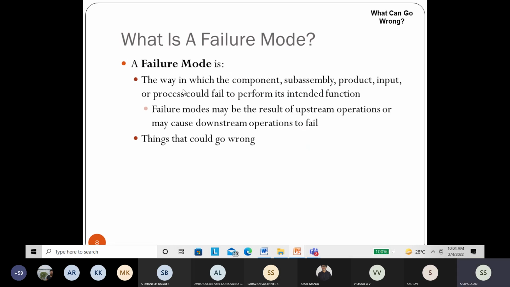So what is a failure mode? A way in which a component, product, assembly, input, process fails to perform its intended function. So that's what I'm telling you. The failure mode means we want a hole of 1 inch, but we are giving an oversized hole. Many times an undersized hole is not possible. An oversized hole, so that is a failure mode. Failure modes may be the result of upstream operations or may cause downstream operations to fail. So that's what a failure mode is.